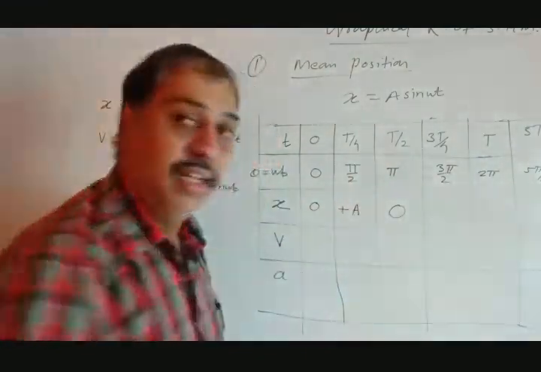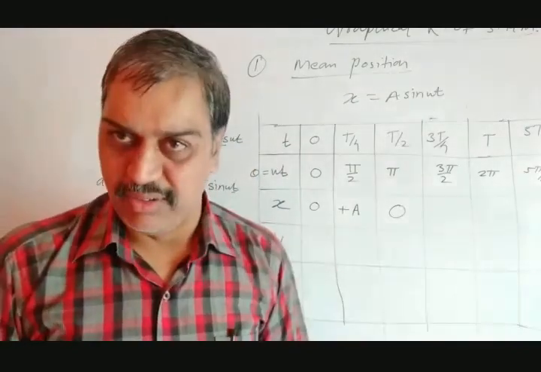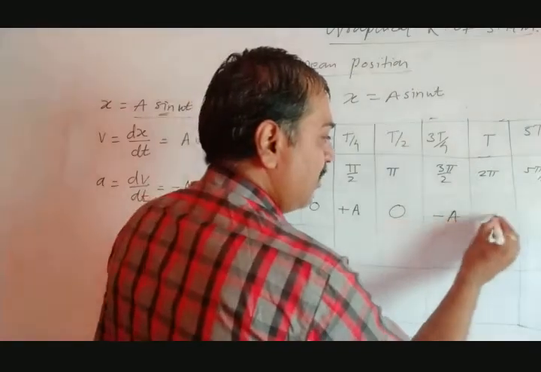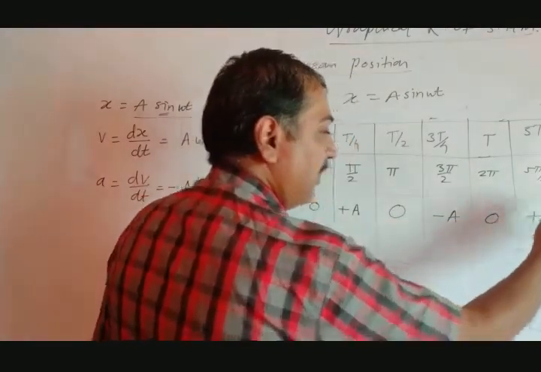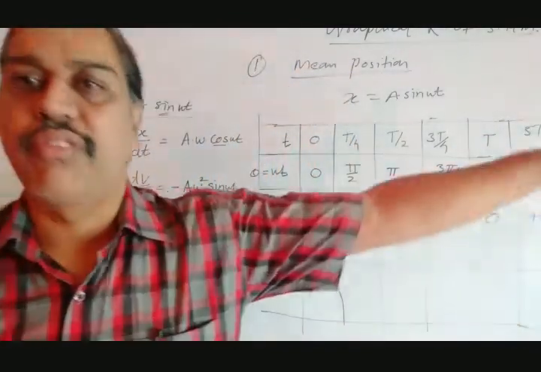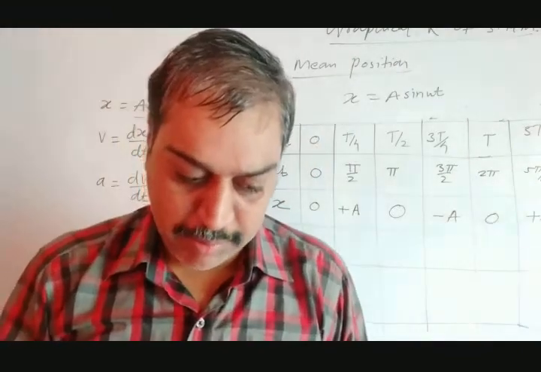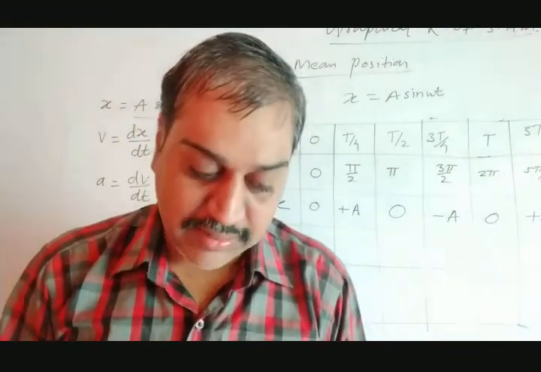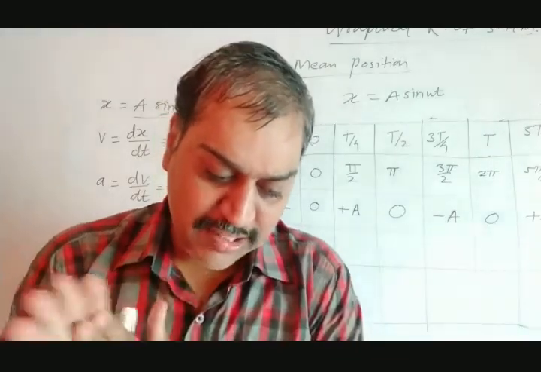Once you get this, it starts repeating, alternating with sign different. It is plus a, 0, minus a, 0, plus a. That's it. And so on for further also. So just remember that we have found this by putting the value of omega t, that is theta equal to omega t, in the displacement.